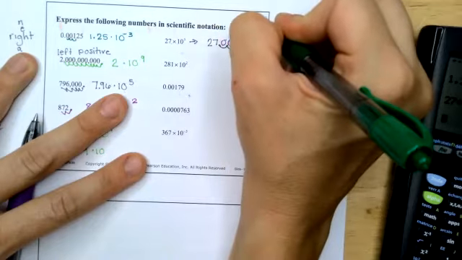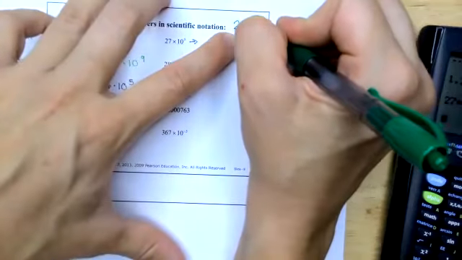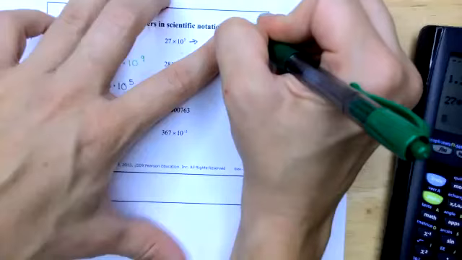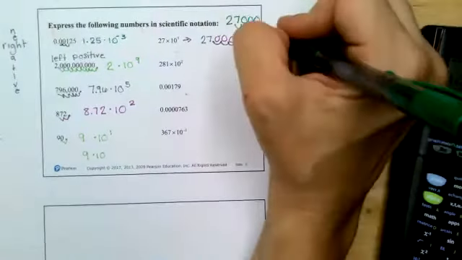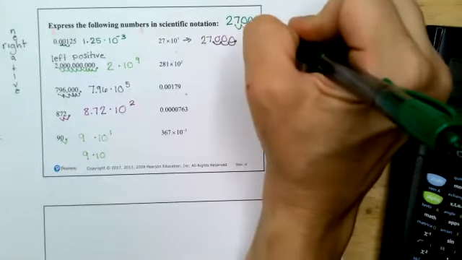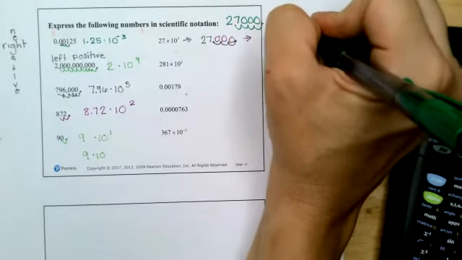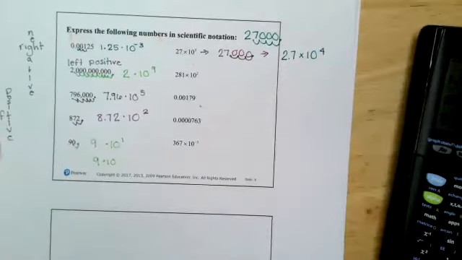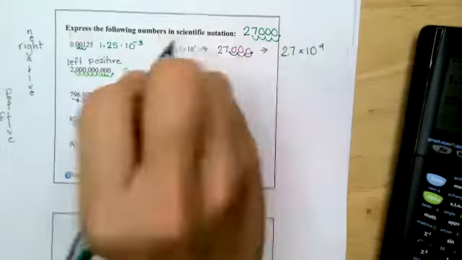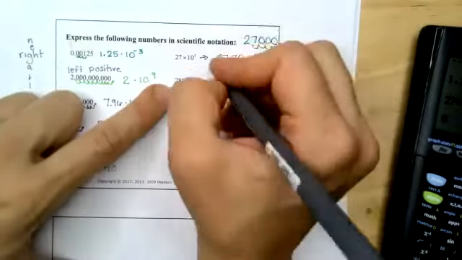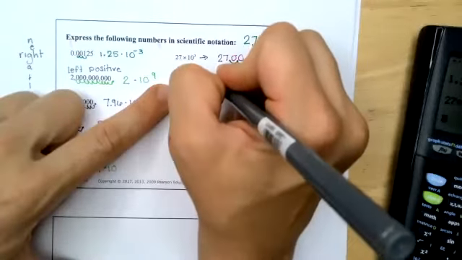27,000. And then you need to go back to a single digit. So 1, 2, 3, 4. So we're going 4 to the left. So it's 2.7 times 10 to the 4th. And we went left, so it's positive. Good. So this one, 281 times 10 squared.